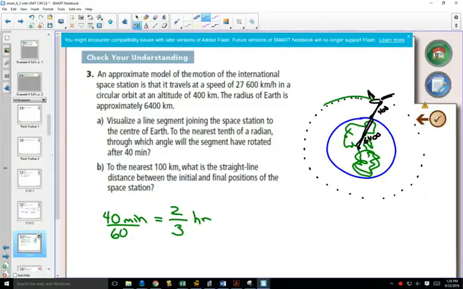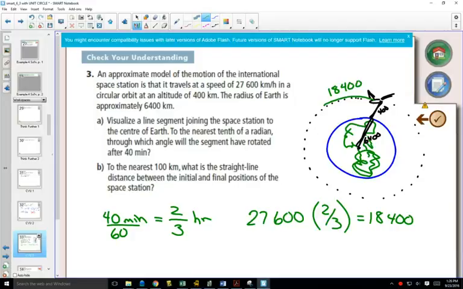So if we take our 27,600 and multiply it by 2/3, we know that this has traveled 18,400. We could draw another big radius right there. What are we trying to figure out? How much has it traveled?